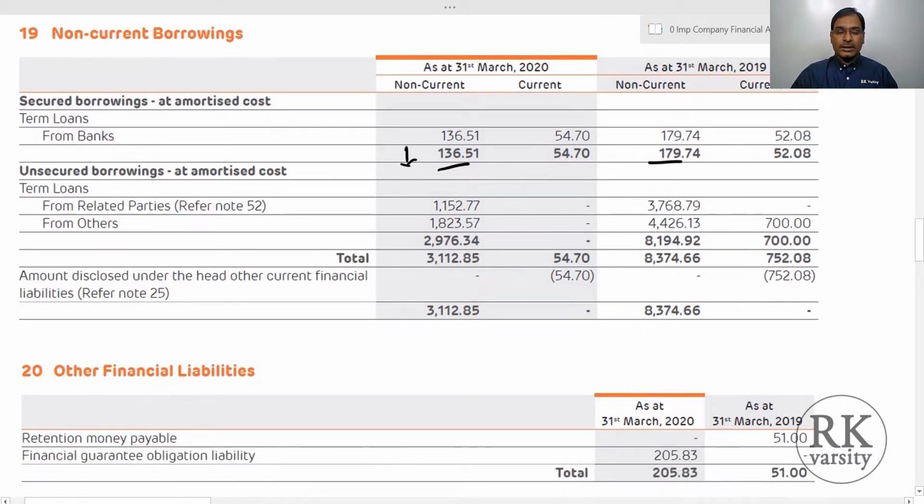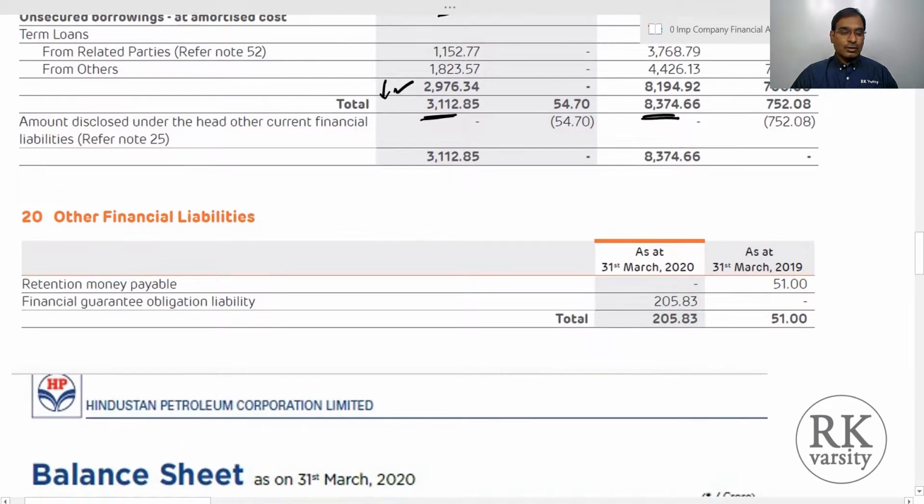And on the other side, if you observe unsecured borrowings at amortized cost, this was 8,374 in the previous year, but this year it was 3,112. Especially these loans, there is a huge decrease in loans. That means the company has paid loans to the related parties. And financial liabilities also, there is an increase in financial liabilities to the tune of 205 crore. This is a financial guarantee obligation limit.